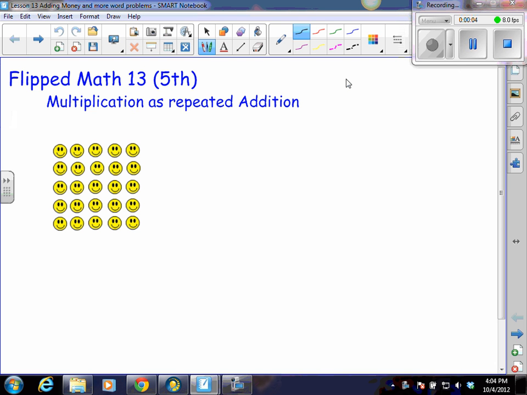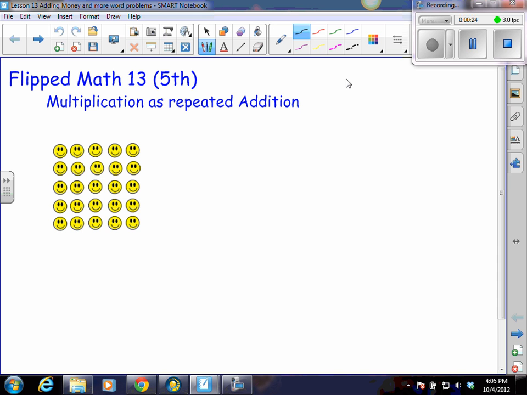Welcome to Flipped Math Lesson 13 for the 5th grade. And today we're going to look at two different concepts. The first one is we're going to look at a basis for where multiplication comes from by seeing multiplication as repeated addition. And then we're also going to talk about adding and subtracting money today.